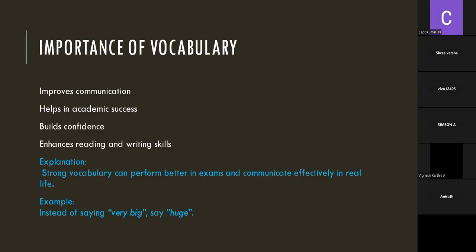For example, vocabulary plays a very important role in our day-to-day life. It helps us express ideas clearly and correctly. Students with good vocabulary perform better in exams and presentations too. It also improves confidence. For example, instead of saying very good, you can say excellent or outstanding. This makes your speech more powerful and professional.